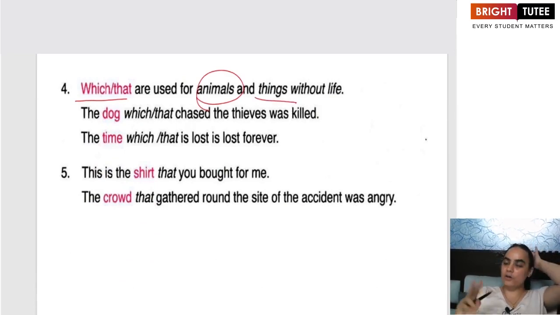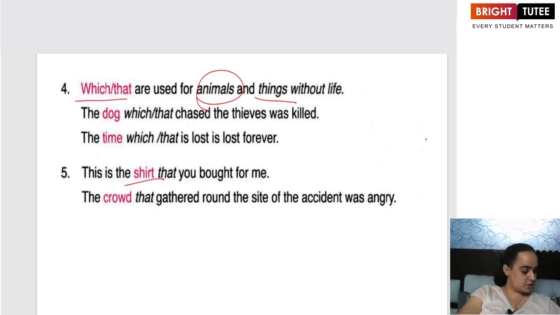The dog which is barking, the dog that is barking. The table which is kept there, the table that is kept there. The watch which is lying on the table, the watch that is lying on the table. Okay? So this is how we use which and that. Similarly, you can see this example also. This is the shirt that you brought for me. So shirt is a non-living thing, we use that.